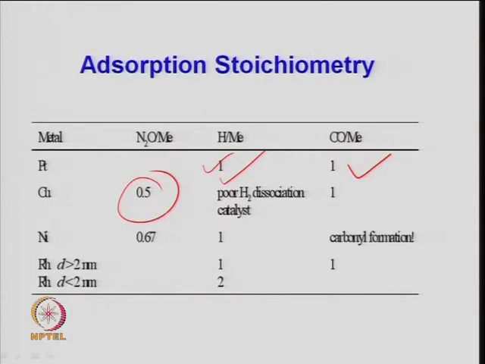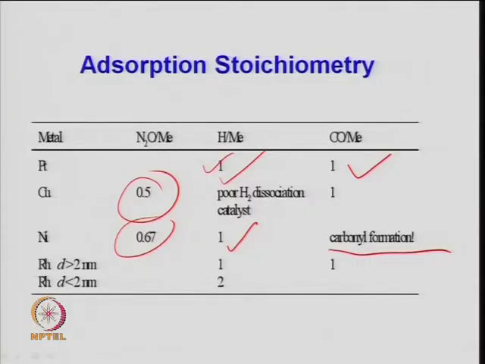Nickel, it is roughly 0.67 for N2 adsorption. For hydrogen it is 1 on nickel. For CO on nickel, nickel carbonyl forms. So, generally for nickel this should not be used if you are calculating the number of active sites. It will make nickel carbonyl, and that has been checked from X-ray diffraction. Similarly, for rhodium it depends on the particle size also, if the diameter is more than 2 nanometers.